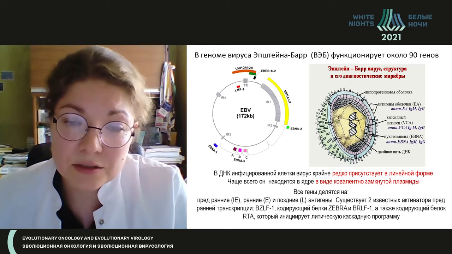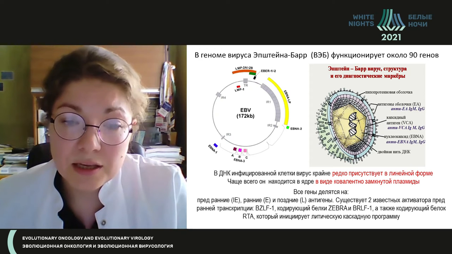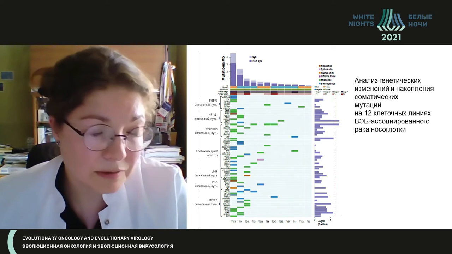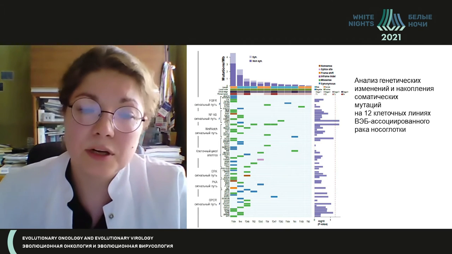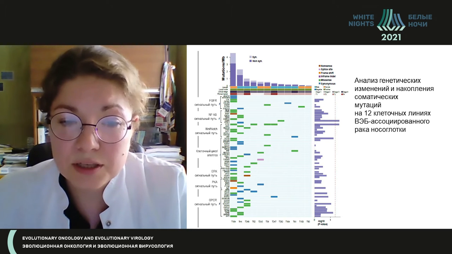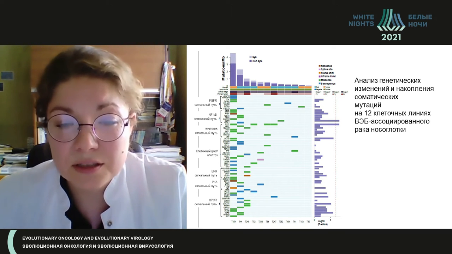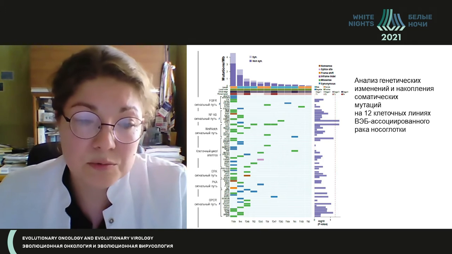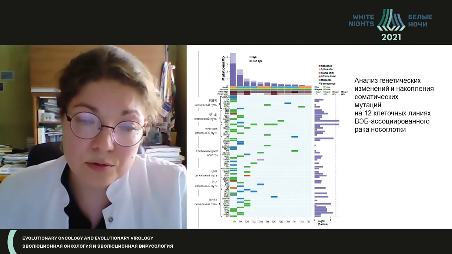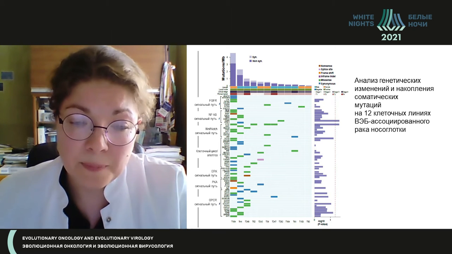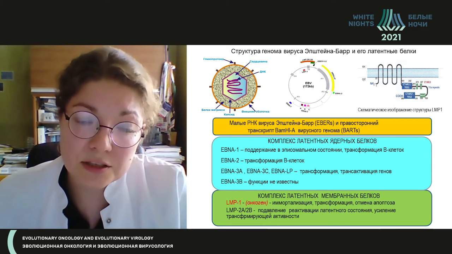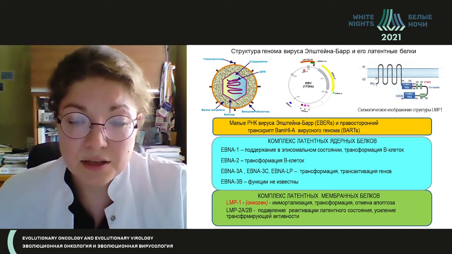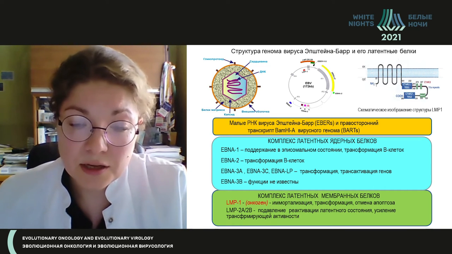If you look at the virus structure, the EBV genome has about 90 genes, and they're all divided into so-called early and late genes. Previously, a quite interesting study was published analyzing genetic changes and accumulation of somatic mutations, done on 12 cell lines of EBV-associated nasopharyngeal cancer, and they found activation of a whole range of signal cascades and transformation factors related to genome instability in tumor cells infected with EBV. The existence of various types of infection, latent and lytic, which I mentioned before, determines virus replication of the viral genome and expression of the viral genes.